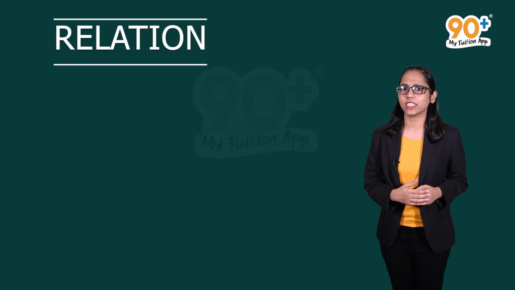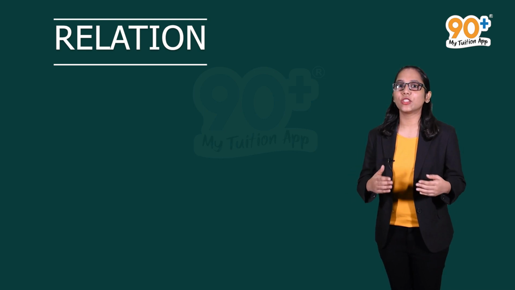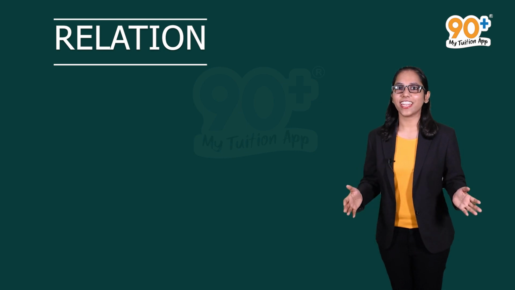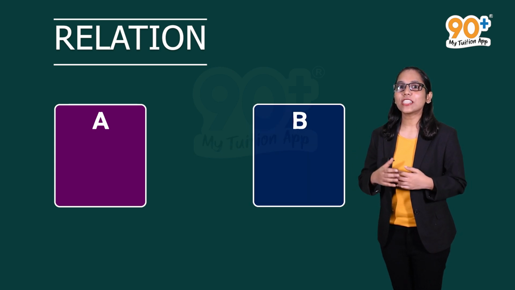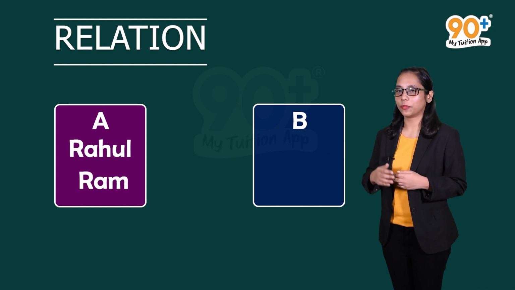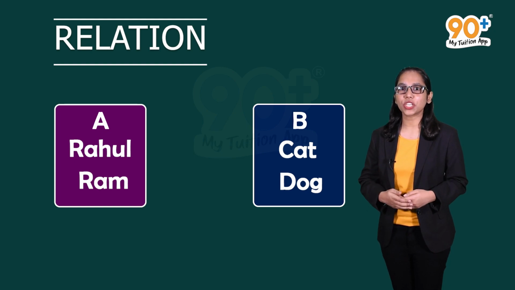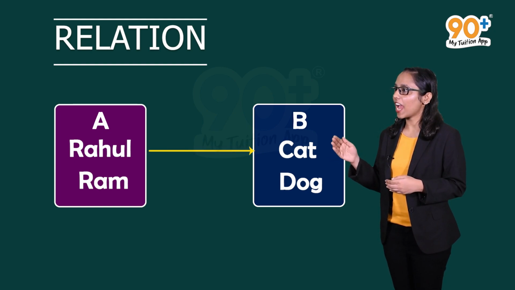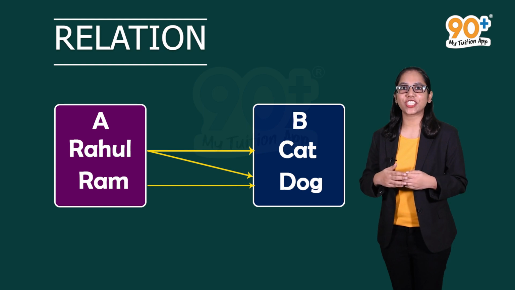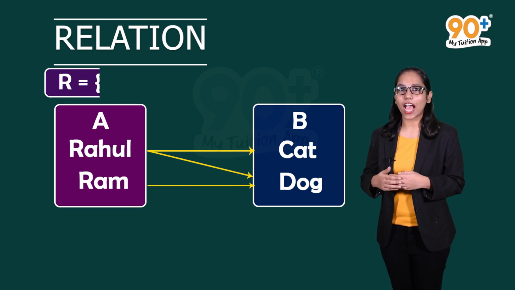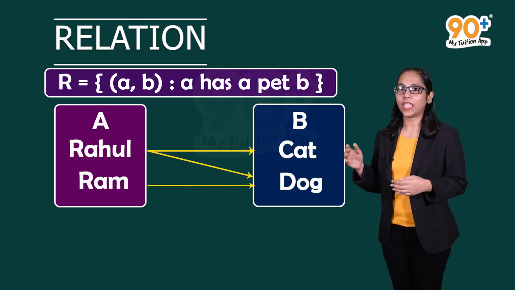So what is a relation? If there is any connection or link between the elements of any sets, then those sets are related. Now, let's take two sets, set A and set B. The elements of set A are Rahul and Ram, and the elements of set B are cat and dog. The information we know is Rahul has a cat and dog, and Ram has a dog. So, how do we define a relation here? That is, relation R equal to the set of ordered pairs (a, b) such that a has a pet b.